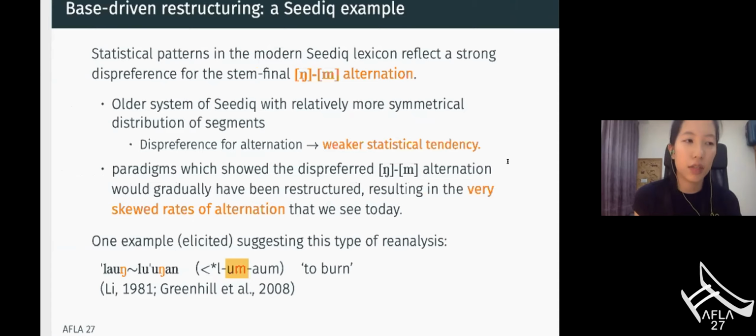And correct me if I'm wrong, but historically I think pre-tonic vowel reduction happened before the other post-tonic neutralization processes. So it's possible that at some point in Seediq history where pre-tonic neutralization had taken place, the stem forms were much more informative than the suffix forms, resulting in this type of restructuring.